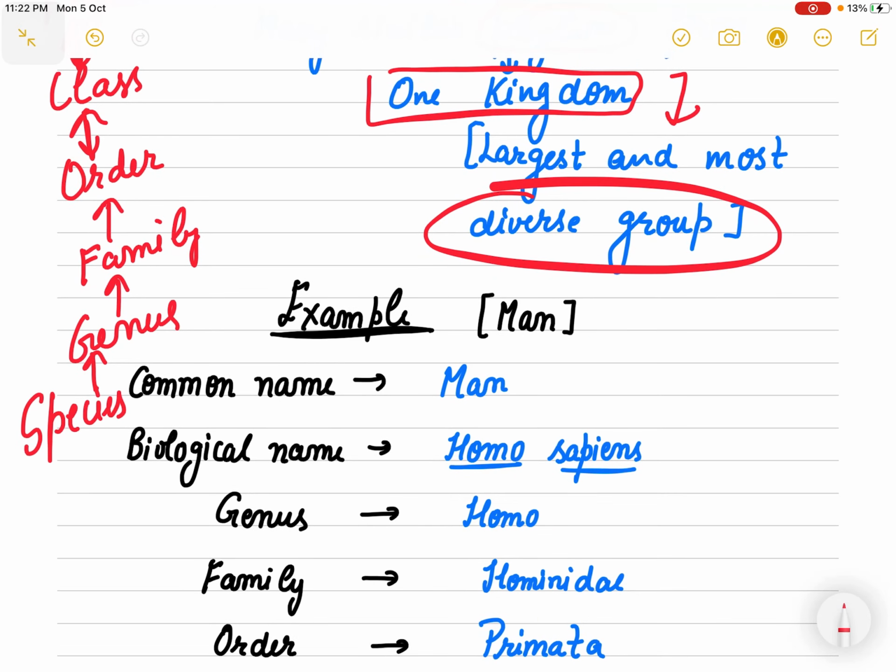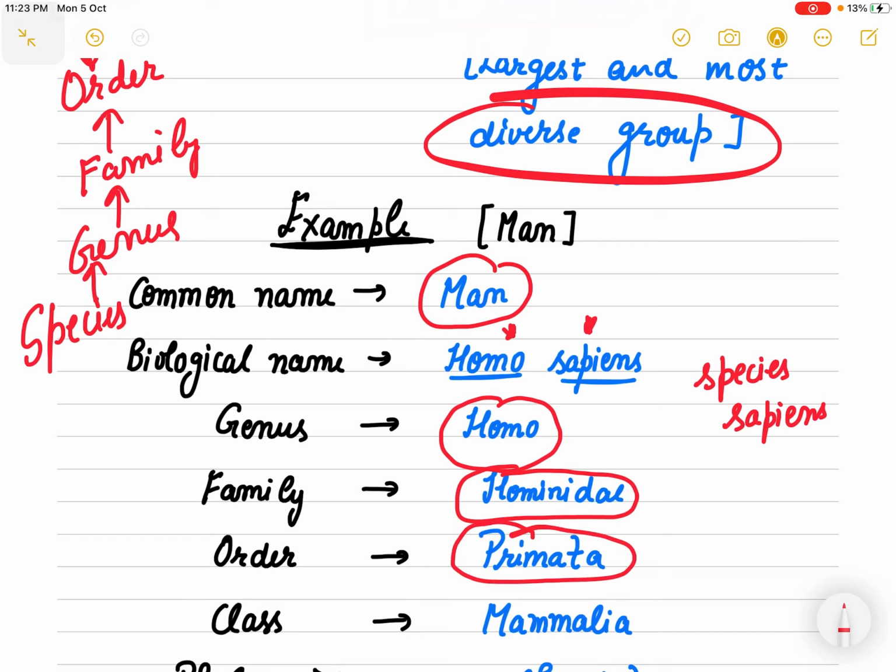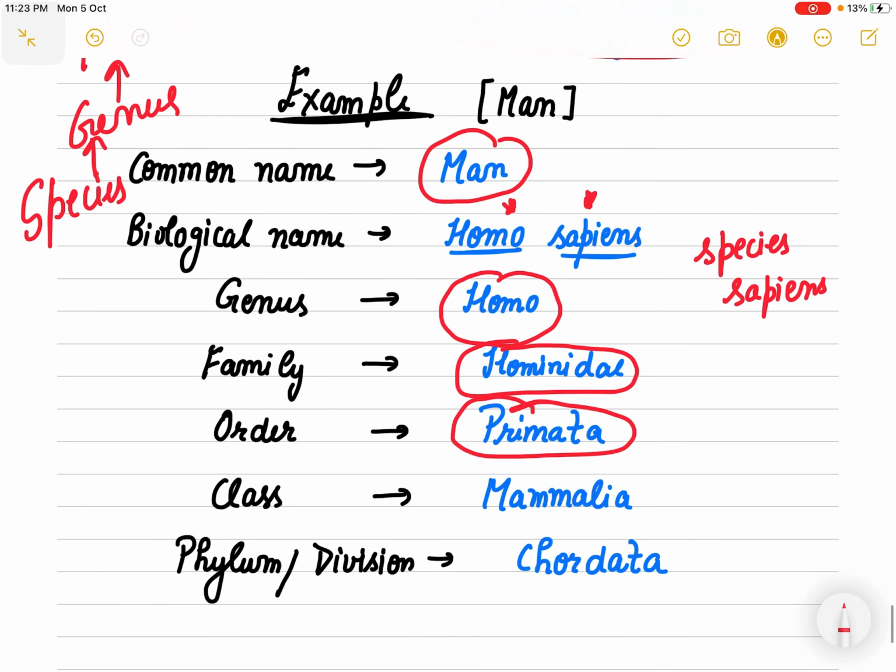For example, I have taken a very simple example, that is man. The common name is man, but the biological scientific name of man is Homo sapiens. What is the genus here? Homo, right? What is the species here? Sapiens, right? What is the family here? Hominidae. We belong to which order? Primata, right? We belong to the primate group. Which class do we have? Mammalia. Finally, which phylum do we form? Chordata. We come in the Chordata phylum, right?